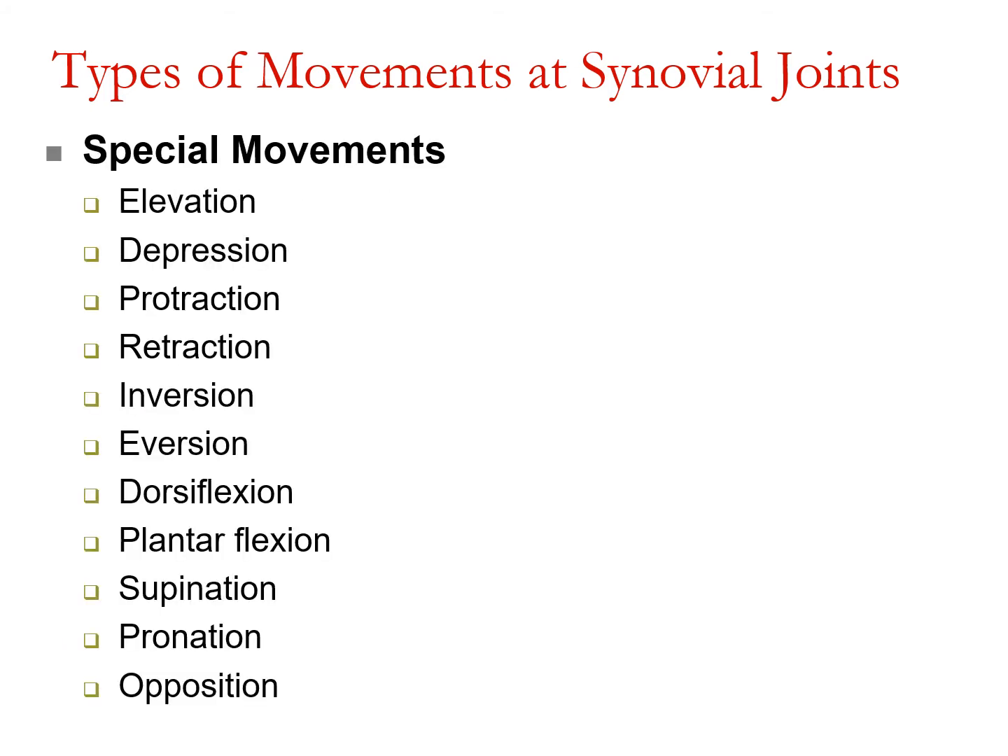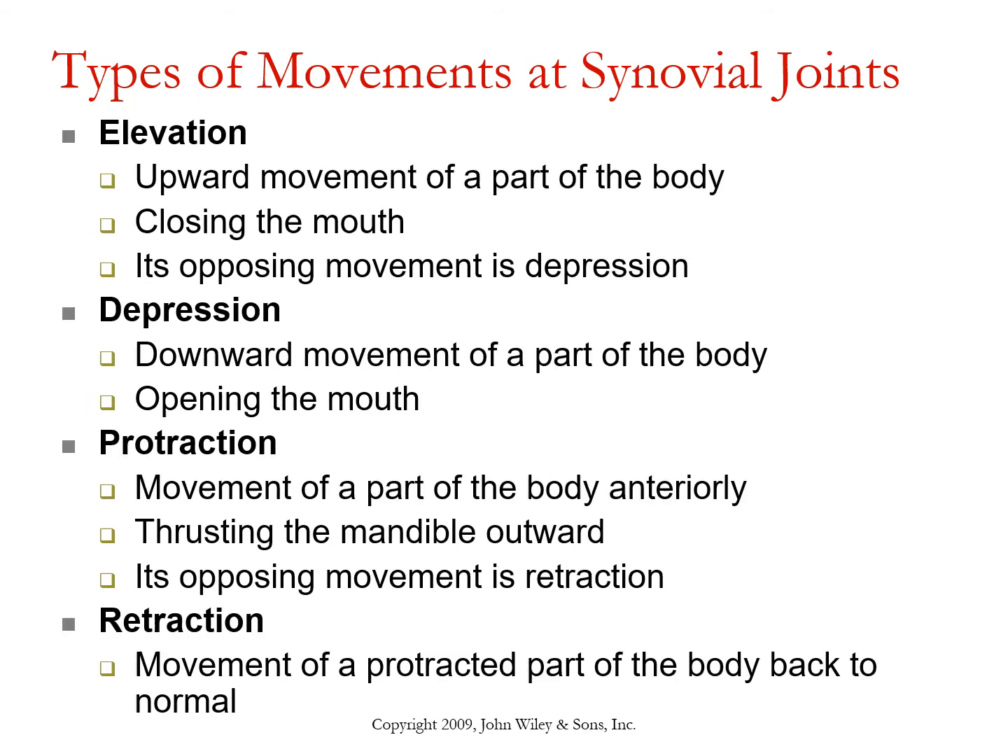We have several special movements that include changes in angle. Let's go through them quickly. Elevation is an upward movement of a body part, such as closing the mouth. The opposite movement is depression, where the body part is moved inferiorly. So if you think about raising and lowering the jaw, that is elevation versus depression. Also occurring at the jaw is protraction and retraction. Protraction is to move a body part anteriorly, as in to stick out one's chin, while retraction is to pull it back towards the normal position.